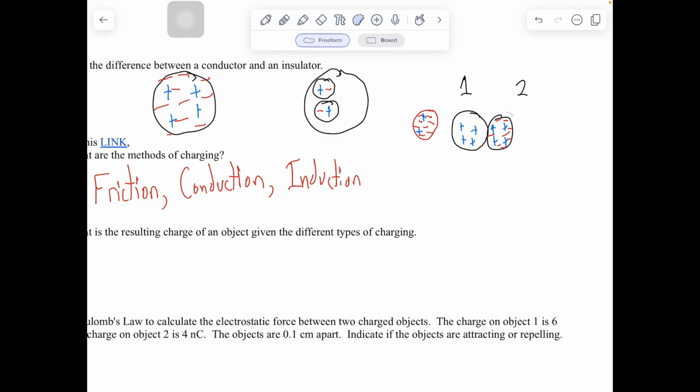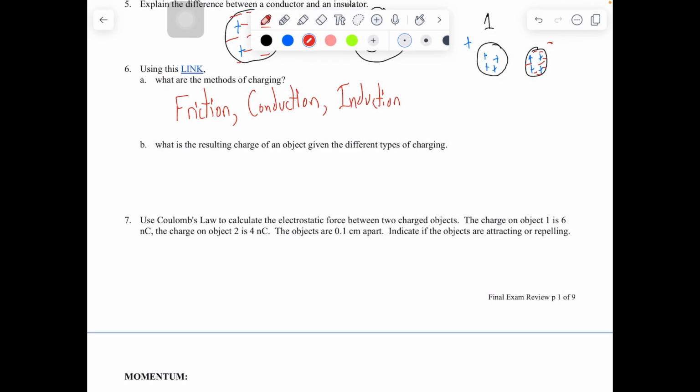This then lets us, if we remove object 2 from contact with object 1, and we remove our negatively charged object, well now, suddenly, object 1 is positively charged, and object 2 is negatively charged. Alright. For charging by friction, you are always going to get 2 oppositely charged objects.